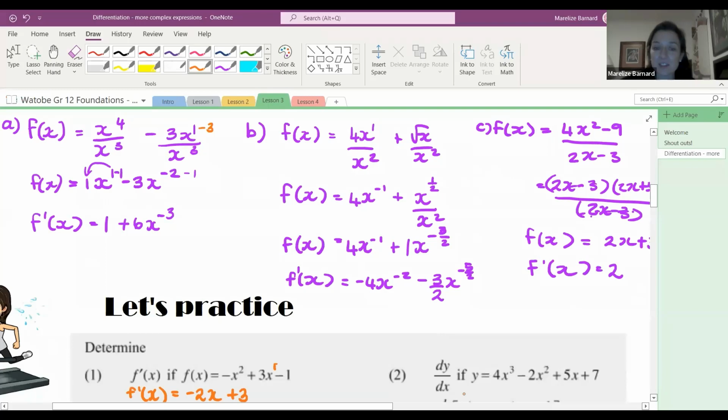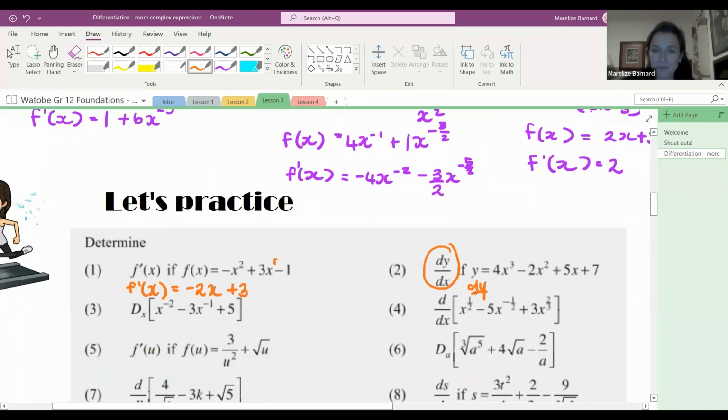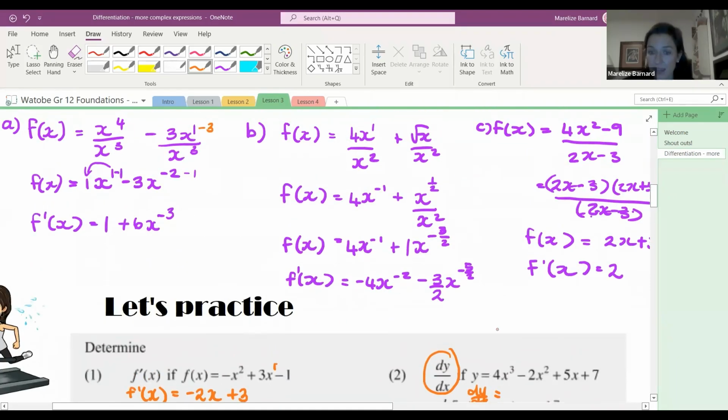Okay, now the next question, the notation is dy by dx. So when you give your answer, you have to write dy by dx, and then we differentiate. We are ready to differentiate because there are no roots, no fractions, no brackets. So 3 times 4 is 12x. Subtract 1 from the exponent, that'll make it a 12x squared. 2 times minus 2 gives me minus 4. X, subtract 1 from the exponent, gives me x to the power of 1. 1 times 5 is 5.